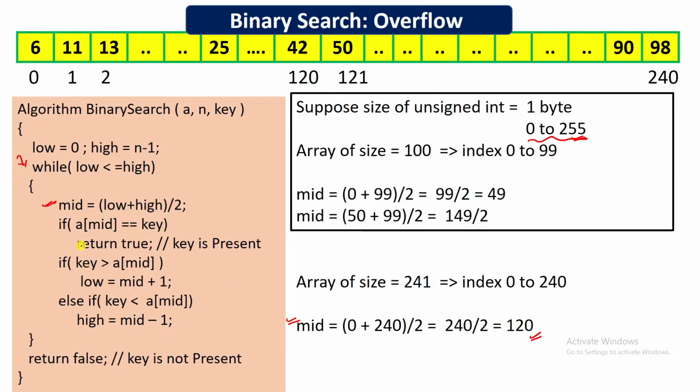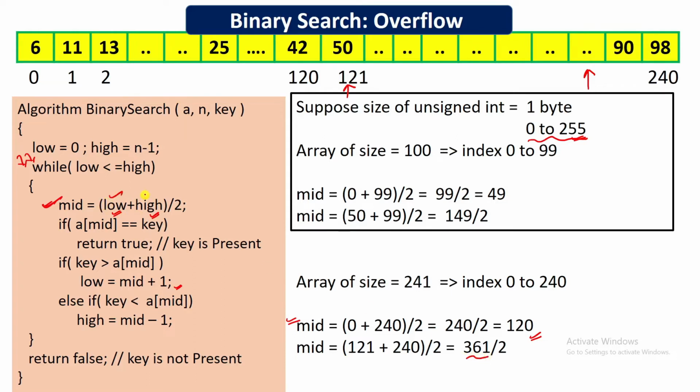Now for the second time, again let's assume the key element is somewhere else. So your low pointer will change. The low pointer will come to this point, 121, that is mid plus 1 by this line. Now next time when we run this code and come here, low is 121 and high is 240. So 121 plus 240 is 361. Now here is the problem. What is the problem? 121 plus 240 is 361.